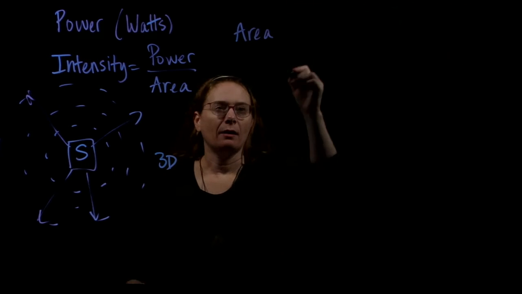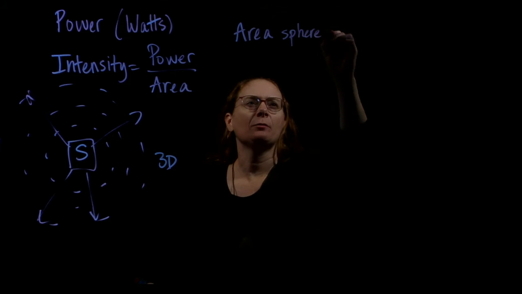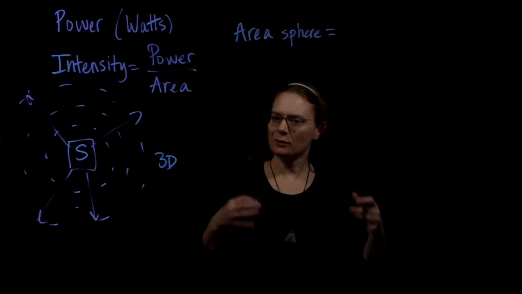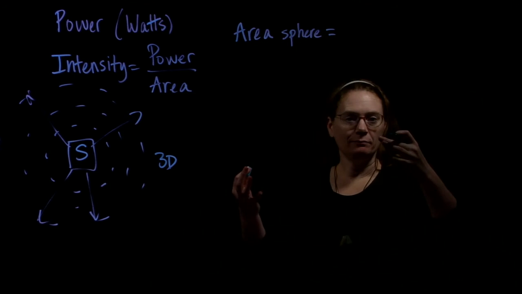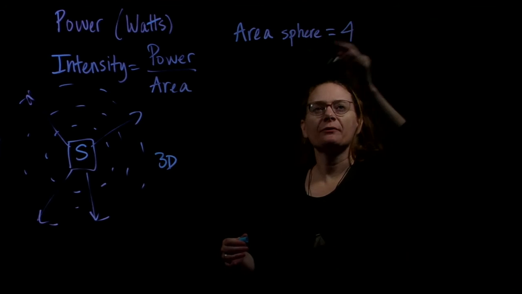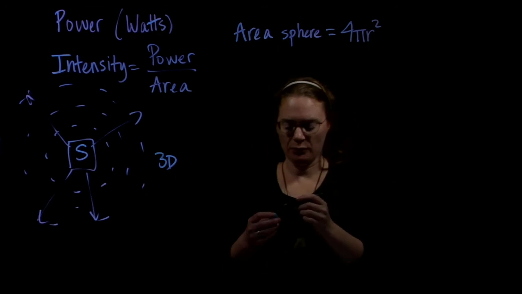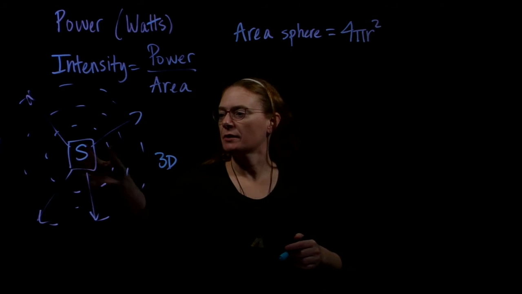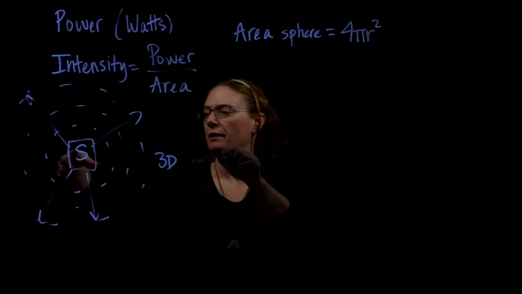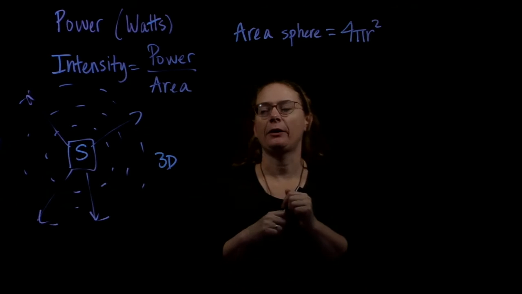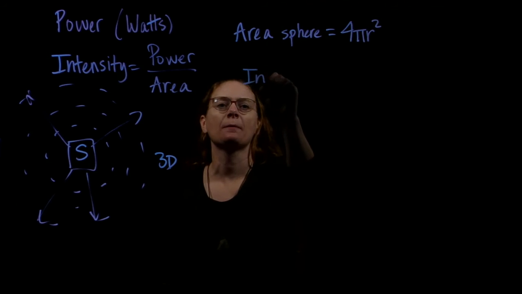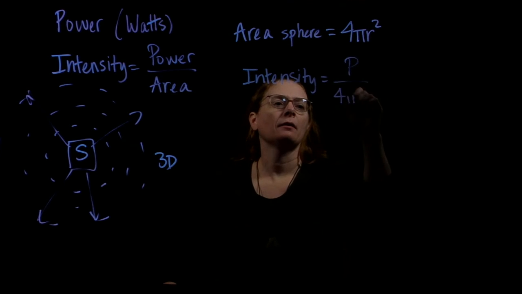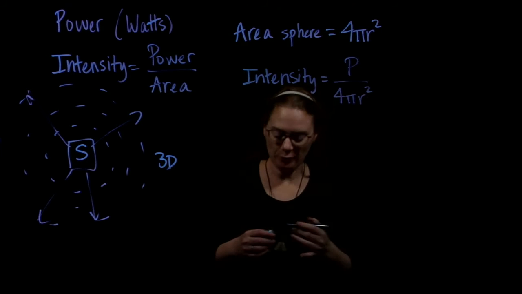What is the area of a sphere? Now this is a little bit different than what you might be thinking. You might go automatically to volume. We want just the surface area. For a circle, it's pi r squared. It turns out for a sphere, it's 4 pi r squared, where r is the distance from the source. So if you're standing really close, it's a small area. If you're standing far away, big r, it's a big area. So the intensity for sound is power over 4 pi r squared, where r is the distance from the source.